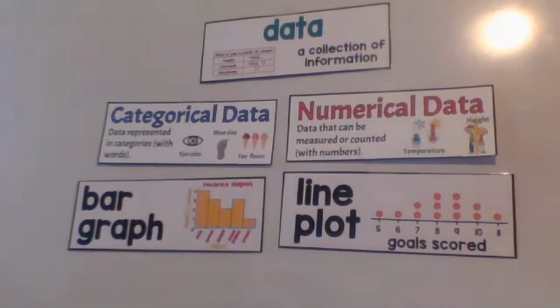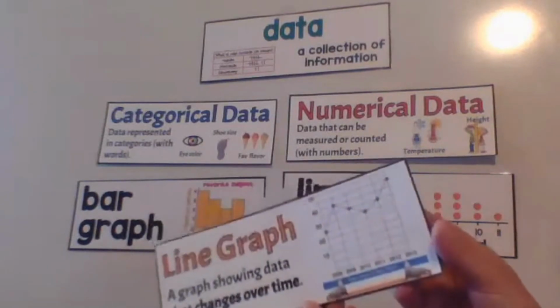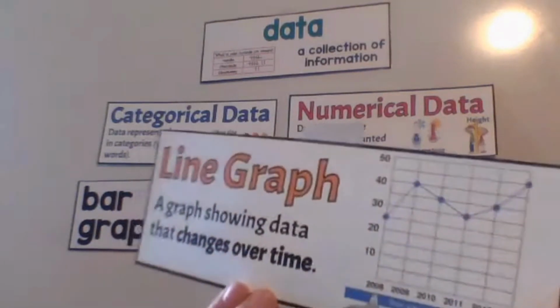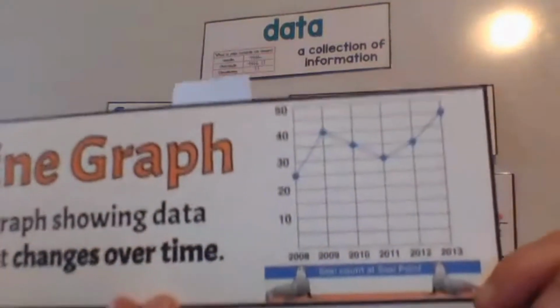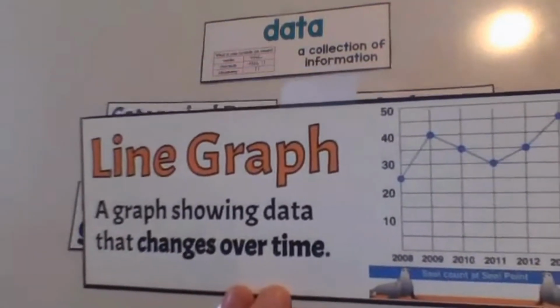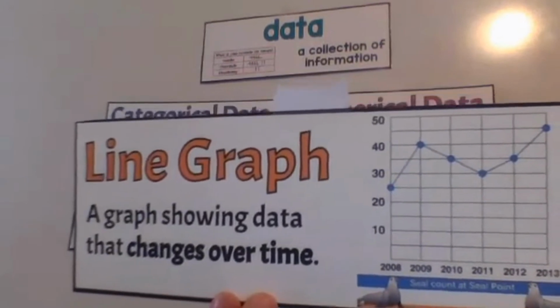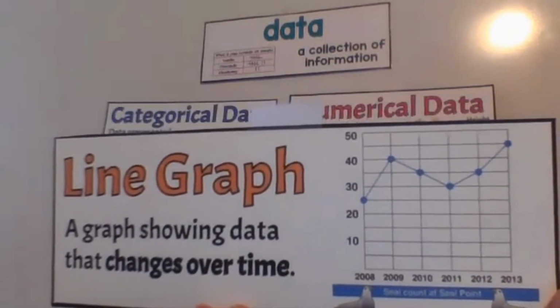Now, there's one more type of data that we're going to talk about, and it is data that changes over time, okay? And we put that on a line graph. I'm trying to get this held up so you guys can see it, and I'm moving it the wrong way. All right, a graph showing data that changes over time, okay? And that is a line graph.